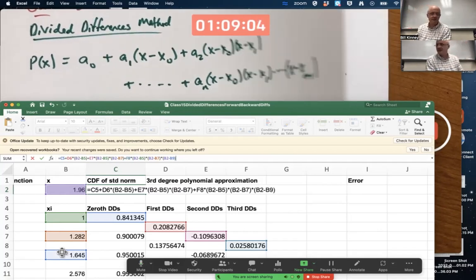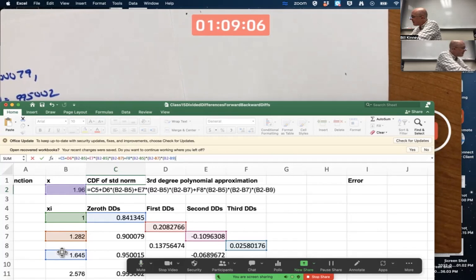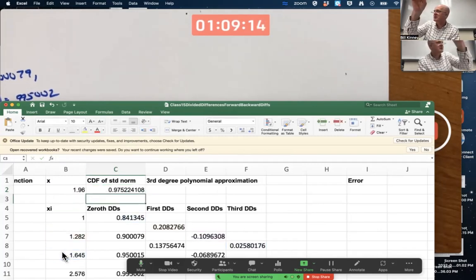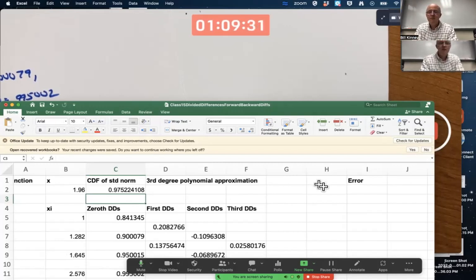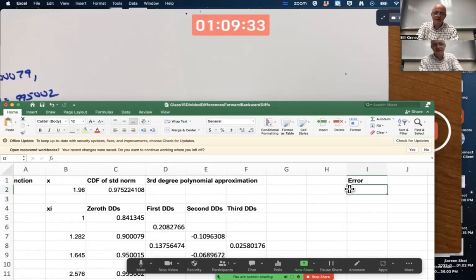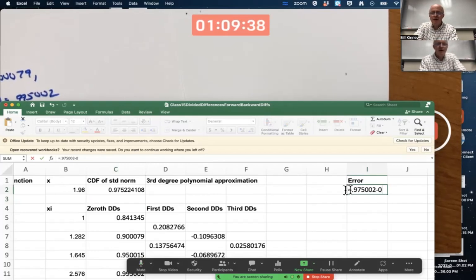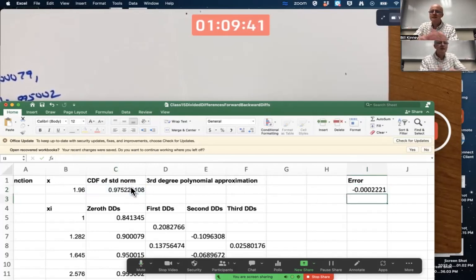Which was what? Where's Neville's method? I forgot. 0.9752242. Drum roll. Oh, sorry, I did it too quick. 0.9752241. Okay. Must have been calculator rounding that made it off a tiny bit at the end. And the error would be the 0.975002 thing we got with mathematics minus this thing. That's a small negative error.